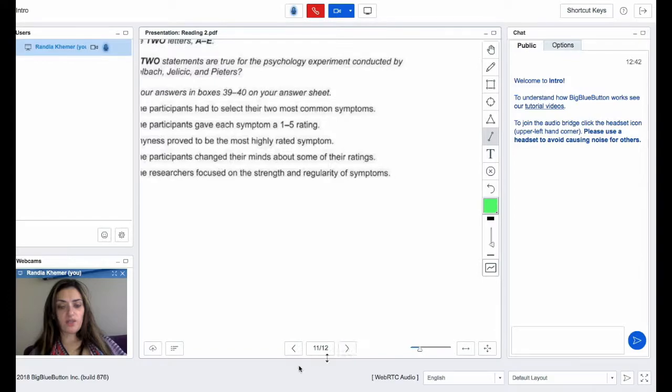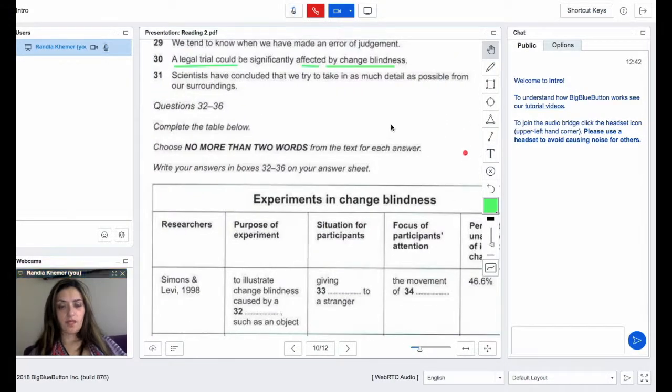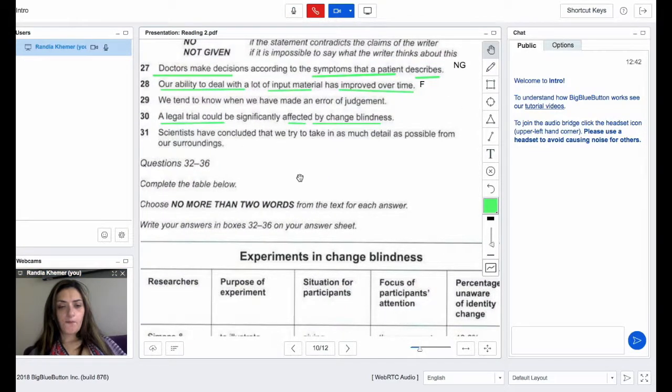So if you look at our sentence here, legal trial, criminal proceeding, affected, implication, change blindness, right? So we found all the keywords. That means that this one is true. Okay? So this is an example of not given, false, and true statements in the reading.